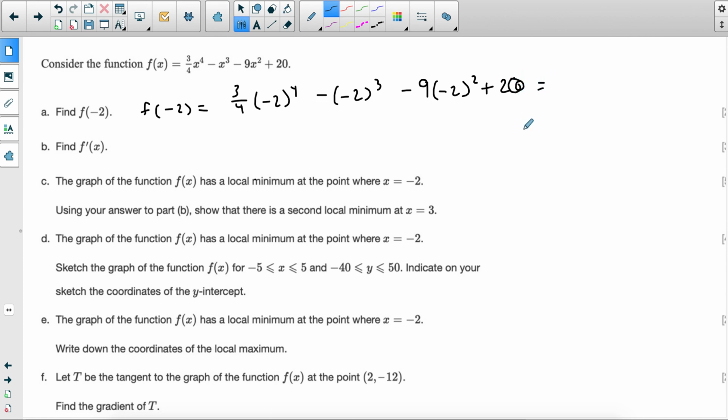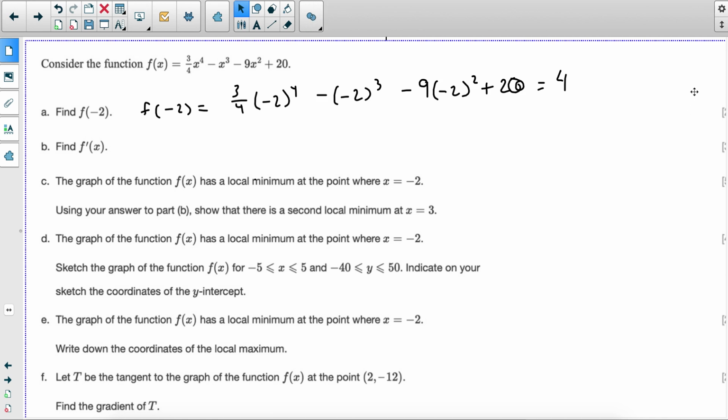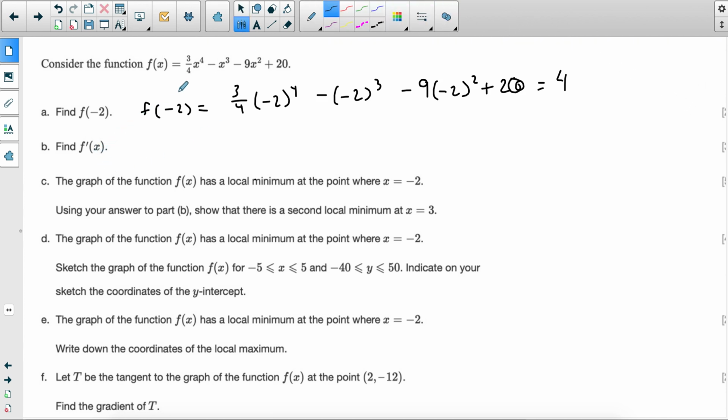Make sure you just put brackets in the calculator. You get 1 mark for showing this method, just showing that you're substituting, and then giving the final answer, which will be 4. So quite a direct question, easy marks you could get. As for the second part, it asks you to find f prime of x, which means just differentiate the function.